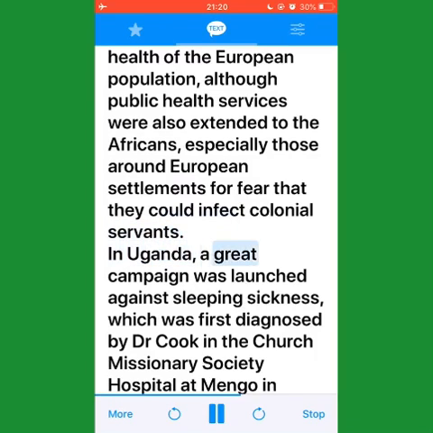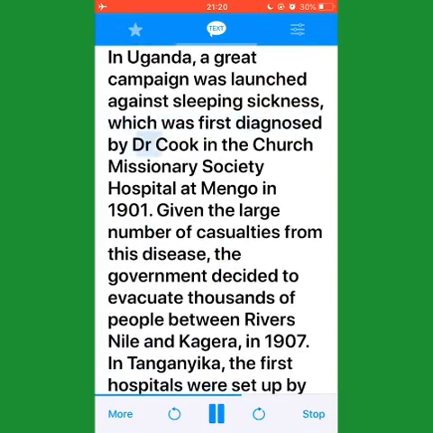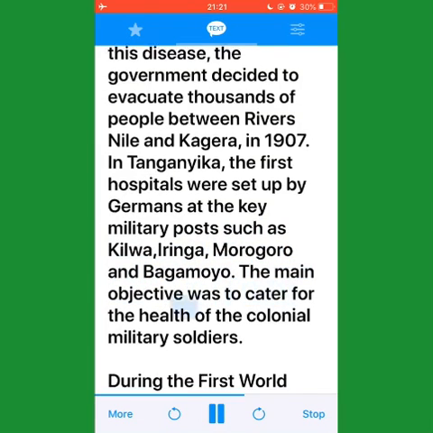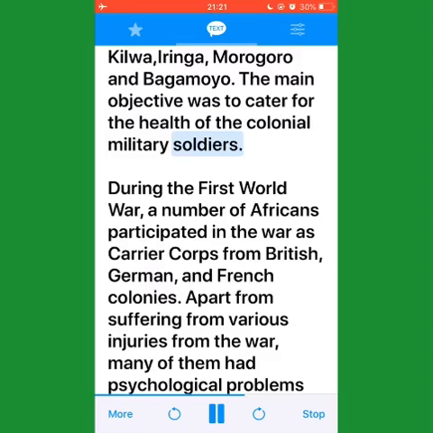In Uganda, a great campaign was launched against sleeping sickness, which was first diagnosed by Dr. Cook in the Church Missionary Society Hospital at Mengo in 1901. Given the large number of casualties from this disease, the government decided to evacuate thousands of people between rivers Nile and Kagera in 1907. In Tanganyika, the first hospitals were set up by Germans at the key military posts such as Kilwa, Iringa, Morogoro and Bagamoyo. The main objective was to cater for the health of the colonial military soldiers.